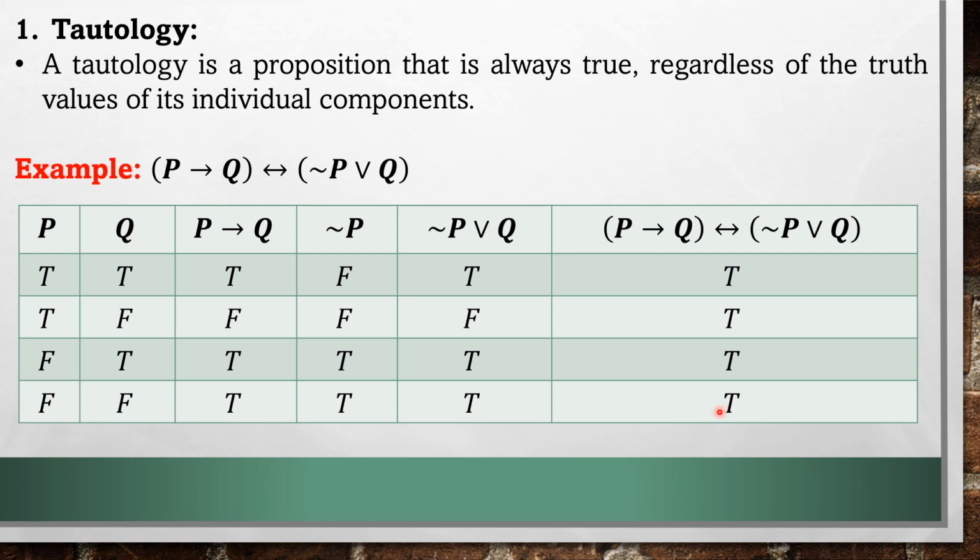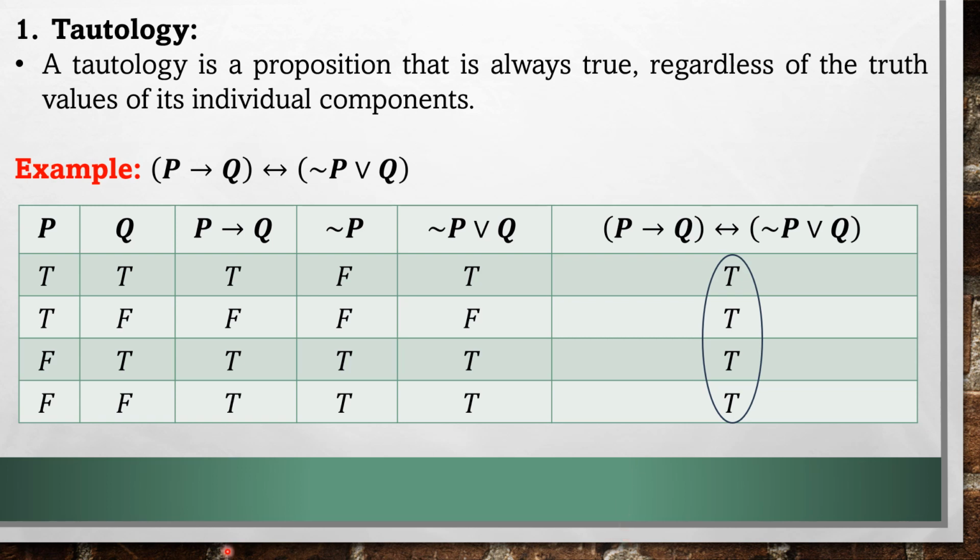Okay? So, this truth table for this proposition shows that it is always true. So, ngayon po, makikita natin dyan that it is always true. Yan po ang tinatawag nating tautology. Okay? Tingnan po natin sa last column ng ating truth table.